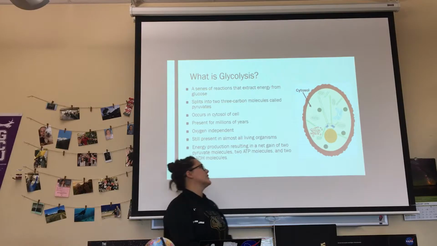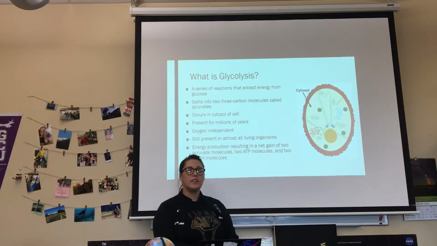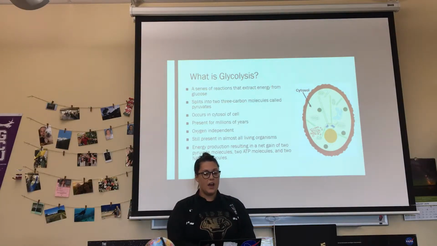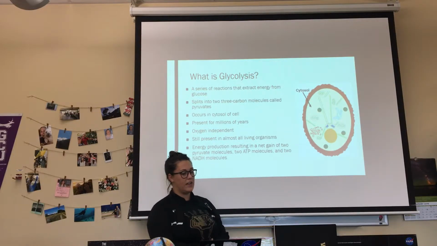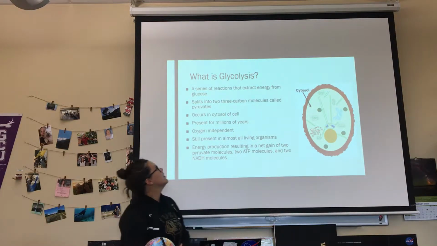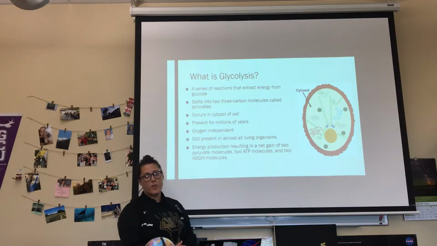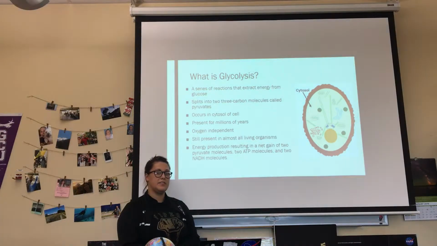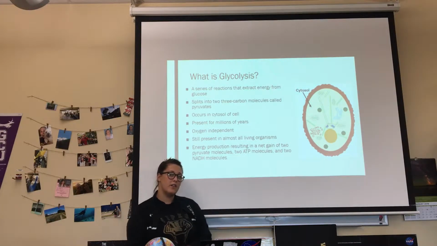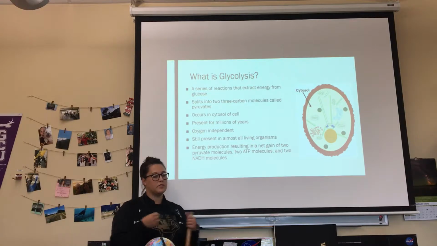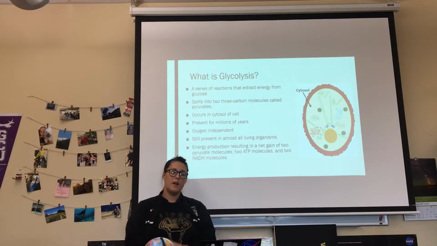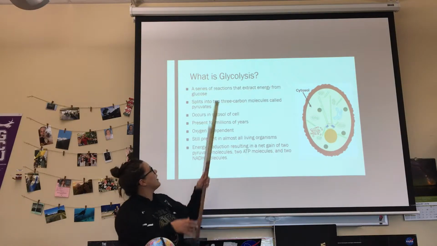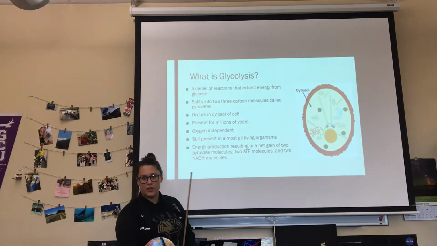So what is glycolysis? Glycolysis is a topic that we've been talking about for a little bit over the last week or so. Glycolysis is a series of reactions that extract energy from glucose. So it's taking the glucose, which is a sugar molecule, and pulling energy from it. It splits into two 3-carbon molecules. So it takes a molecule of glucose and pulls it apart into two 3-carbon molecules. Each one is called a pyruvate, and we'll go over that. There are many, many more steps that go into that simple bullet point, but that's just the overview of what occurs.